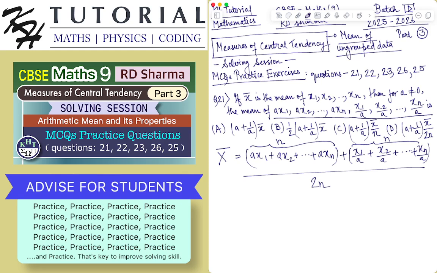Now it is given that x bar is the mean of x1, x2, xn. This means that x bar is equal to x1 plus x2 up to xn divided by n. So from here we can say that x1 plus x2.